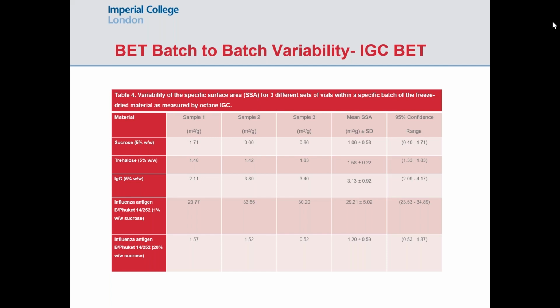So you can see here that sucrose, which is the top line, see these are 3 sets of vials, within the same batch. And you can see there's some quite substantial variations in the sucrose surface areas for what are normally the same material. Triclose a bit better behaved. The IgG varied a bit. The influenza had quite a high surface area, but again, the variability was a little bit lower. So one thing you can see here is that there is some definite non-uniformity across the vials in a batch.